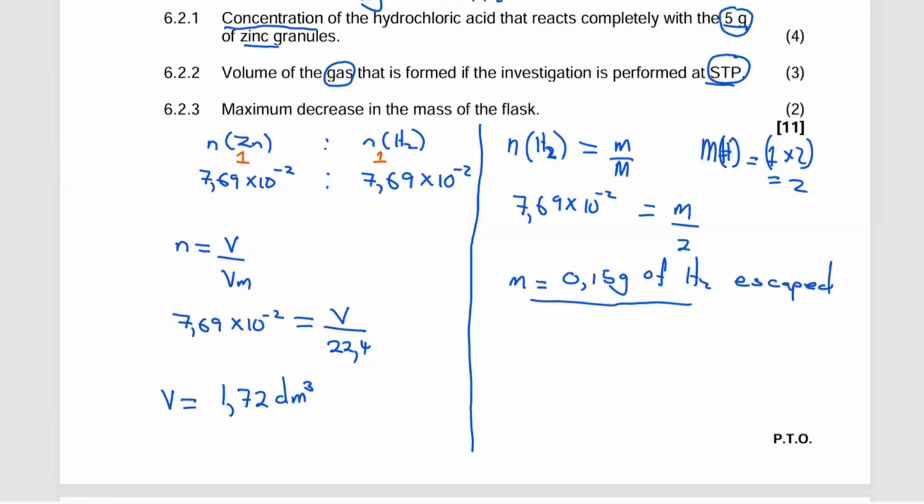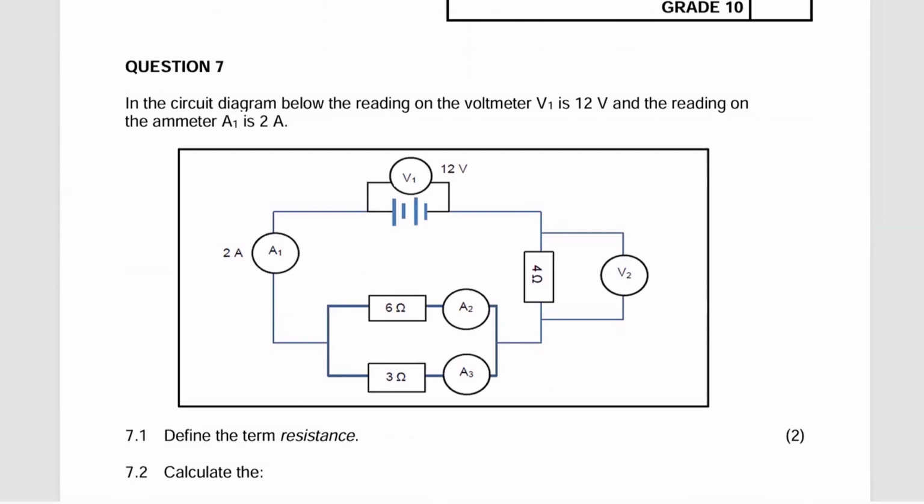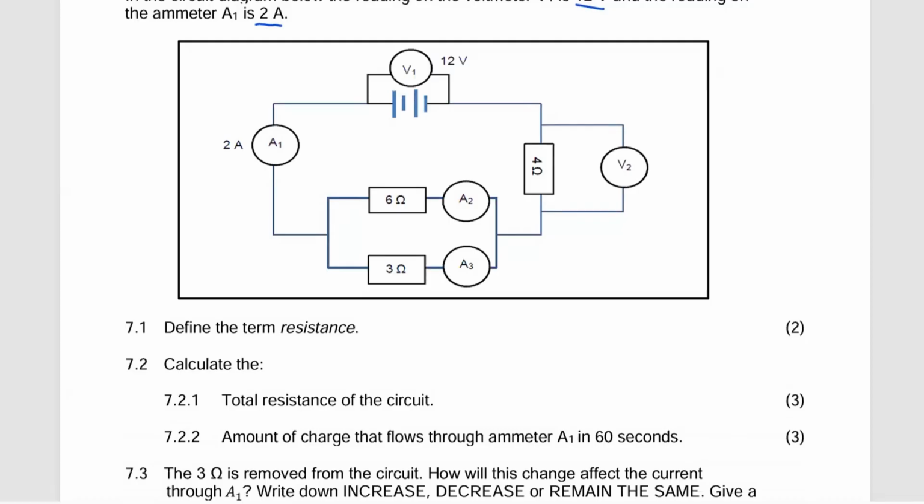Then I proceed to the next one, which is question 7. This is now my physics, electric circuits. It says in the circuit diagram below, the reading on the voltmeter V1 is 12 volts, and the reading on the ammeter A1 is 2 amps. So we're given the reading of the voltmeter, which is our voltage, and our current, which is 2 amps. From my point of view, this is a combined circuit.